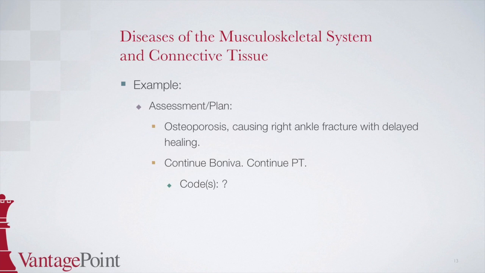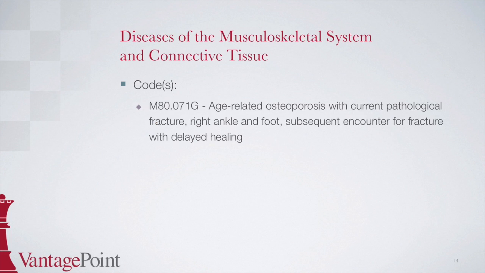For our next example, our assessment plan states osteoporosis causing right ankle fracture with delayed healing. Continue Boniva, continue PT. How would you code this? Please pause the webinar to complete this example and then hit play to continue and learn the answer. The answer is M80.071G, age-related osteoporosis with current pathological fracture, right ankle and foot, subsequent encounter for fracture with delayed healing.